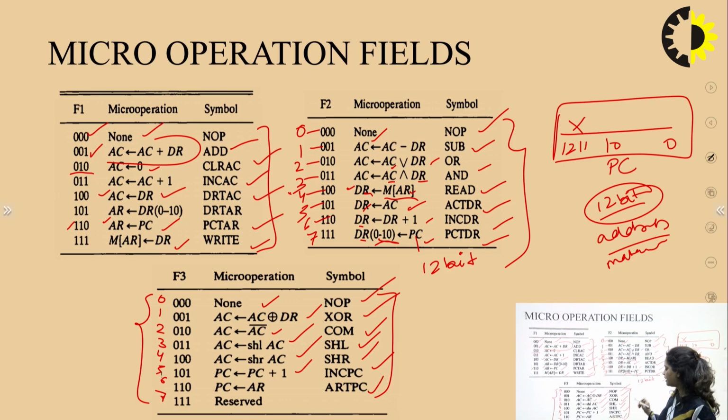Then ARTPC means transferring the content of the address register to the program counter. And then 111 is reserved bits. Here no operation will be performed, but some reserved operation will be performed. So these are the 3 tables for when such combinations of 3 bits are present, which kind of micro instruction will be present in the control word. So these tables need to be followed.